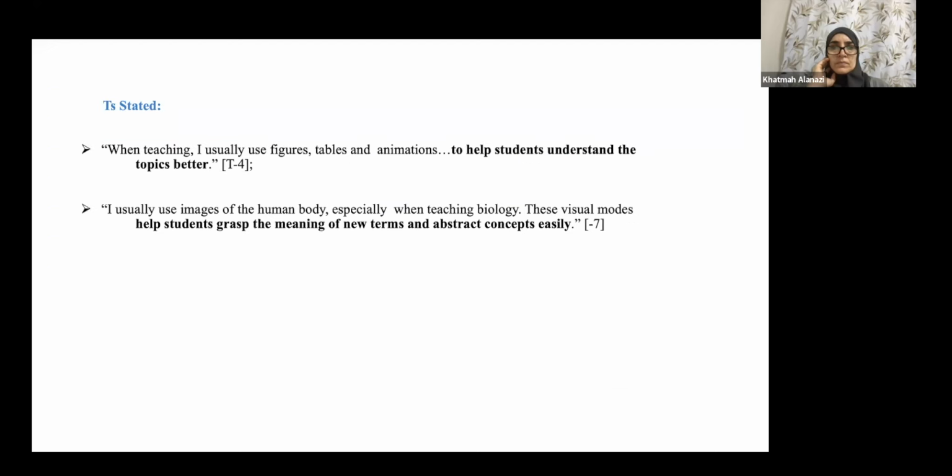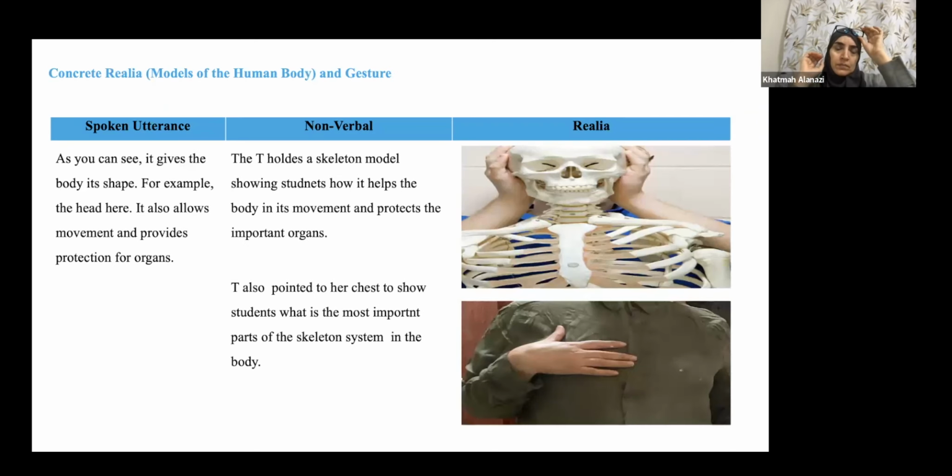The use of these resources was explained or clarified in the interview, where the teachers indicated that they use these resources to help a student understand the topic better and comprehend the abstract concepts easily. Teachers also use human models to engage students and explicitly demonstrate knowledge of the discipline.